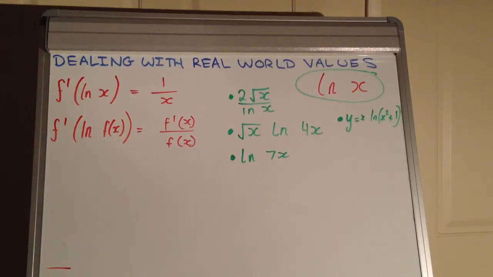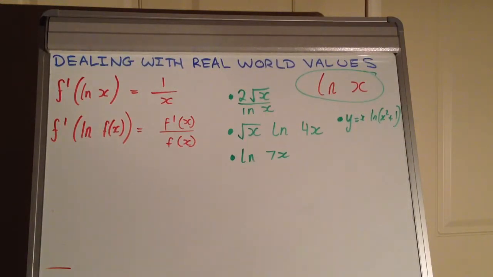And for f prime of ln f of x, so we have some function of x that has the natural logarithm of that function of x, we just have f prime of x, so we take the derivative of our function of x and we divide it by f of x. So that's a pretty simple rule. A little hard to get your head around, but once you have, it's really easy and you can do it really quickly, which is pretty cool.